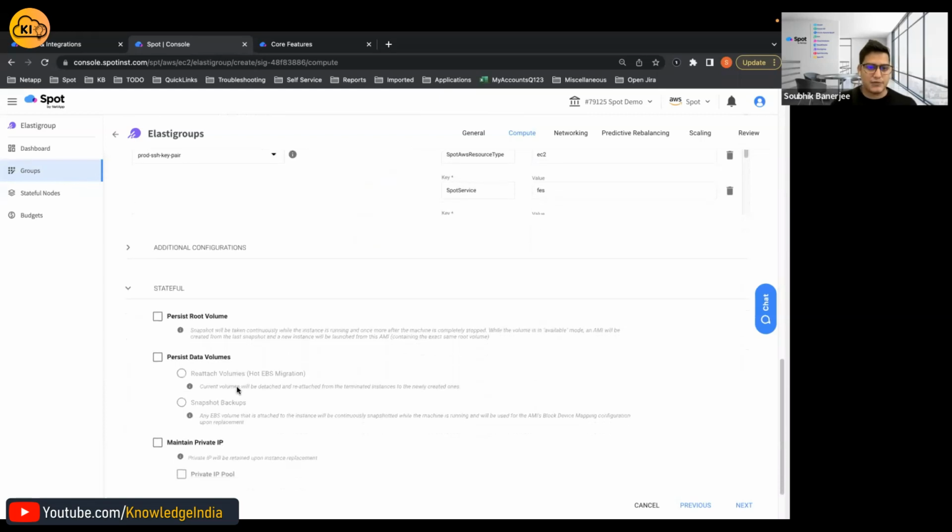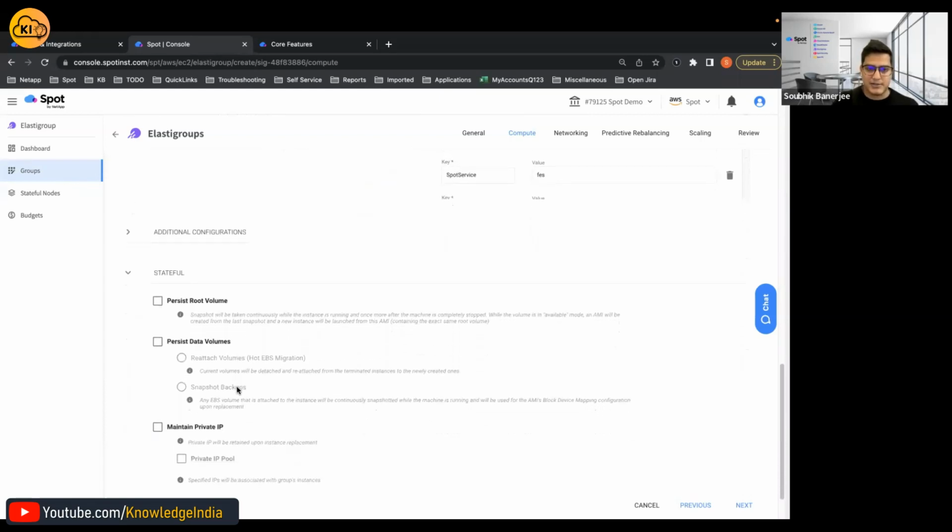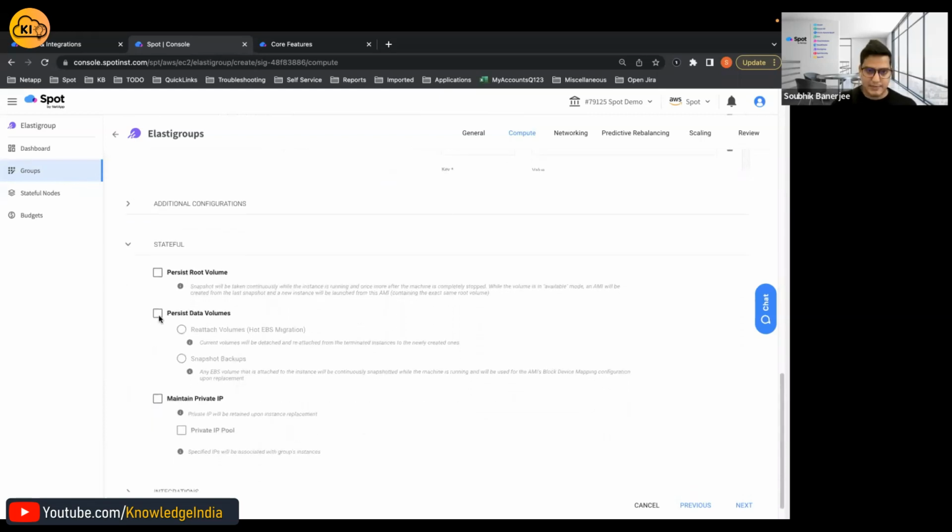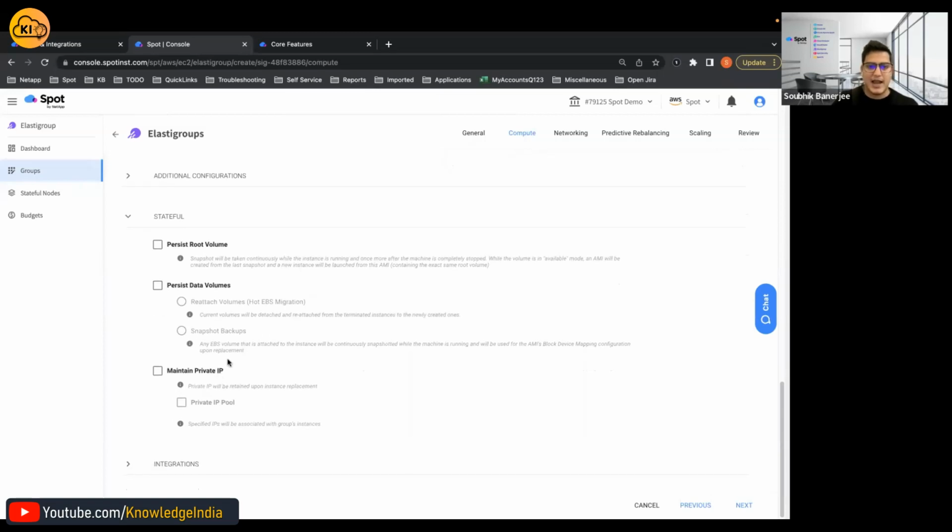And we were talking about the stateful part, right? This is where you select them. As you can see, you can enable persist root volume, or persist data volume. And if you are selecting persist data volume, you can do either reattach or snapshot backups based on your requirement. And again, there is maintain private IP. So if you want to maintain a private IP, you can do that by selecting these particular options.